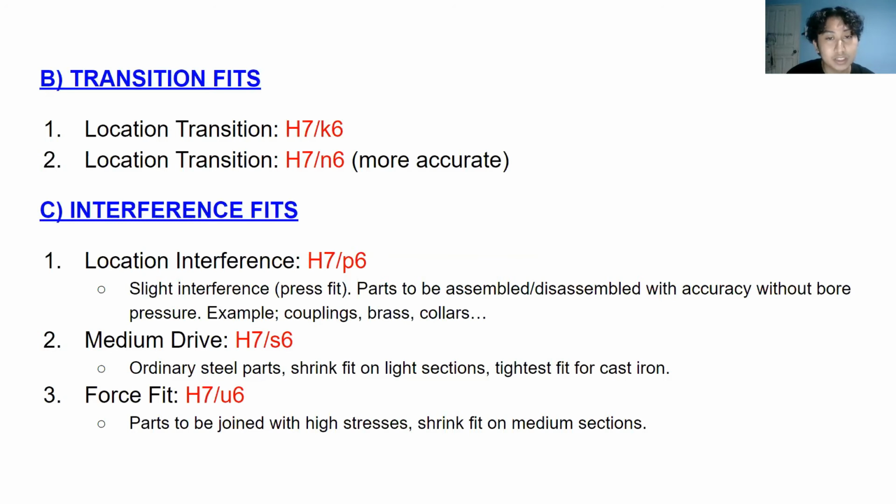There is slight interference, and the parts can be assembled and disassembled with accuracy without bore pressure, for example couplings, brass, collars. The second one is medium drive, H7 s6, which is for ordinary steel parts, shrink fit on light sections, the tightest fit for cast iron.